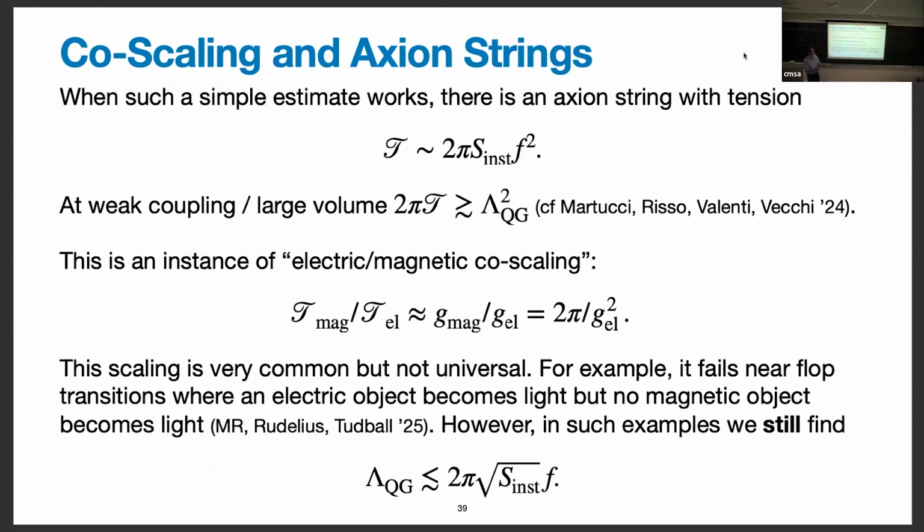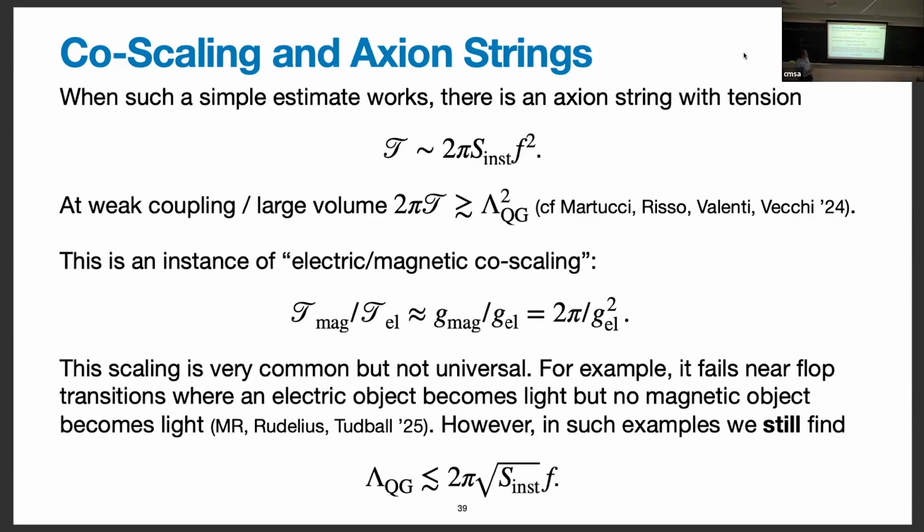So at least if we want to work in a limit where we know what we're doing, this should be true. And if you chain those together, you learn that the species scale is bounded by square root of S times F. This is an instance of something that Tom and Christopher and I have been thinking about that we call electric magnetic co-scaling, which is that it's often the case in theories that the ratio of the mass scale or tension scale of a magnetic object to an electric object is the same as the ratio of their couplings, which by Dirac quantization goes like 1 over the electric couplings.